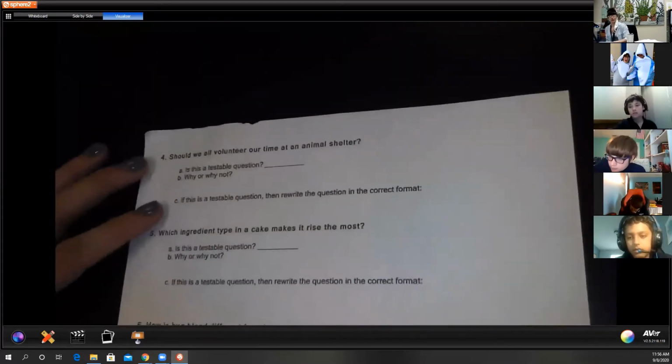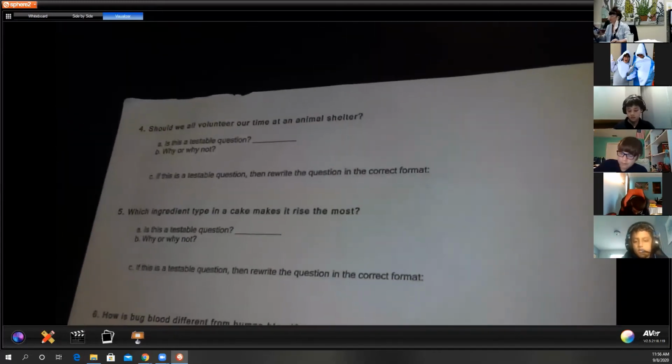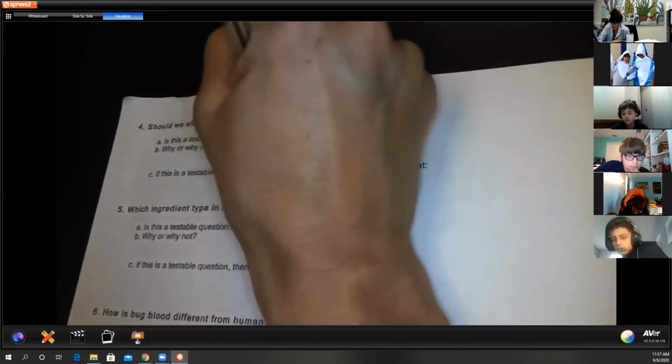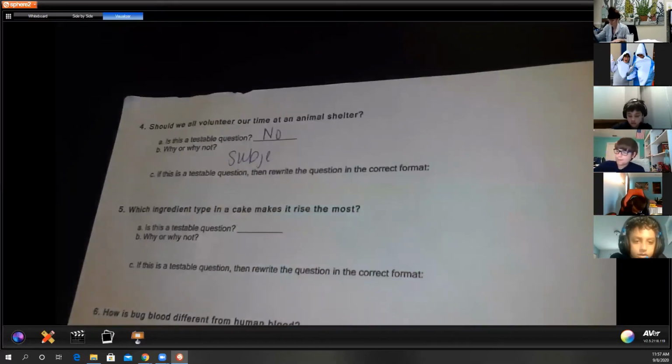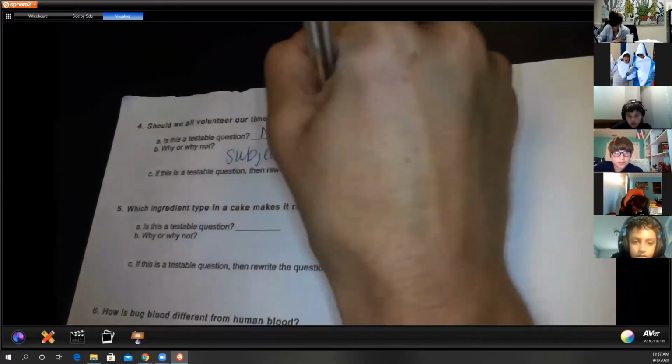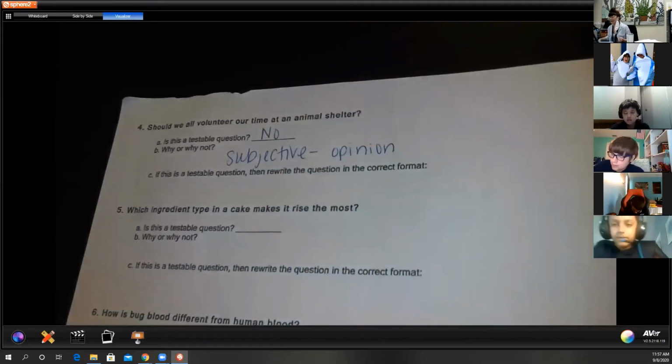What about this one? Should we all volunteer our time at an animal shelter? Cody, are you saying we shouldn't volunteer or it's not testable? It's not testable. I think we should volunteer, but I just said I think, right? Which means it's an opinion. Perfect. So that makes it not testable. It is subjective, right? So I can't rewrite it. No matter how hard I try, I can't rewrite it. There's nothing I could do that would make it better. I can't test that.